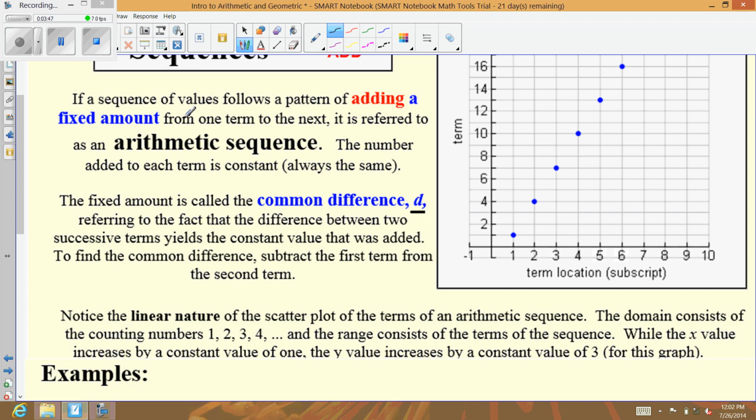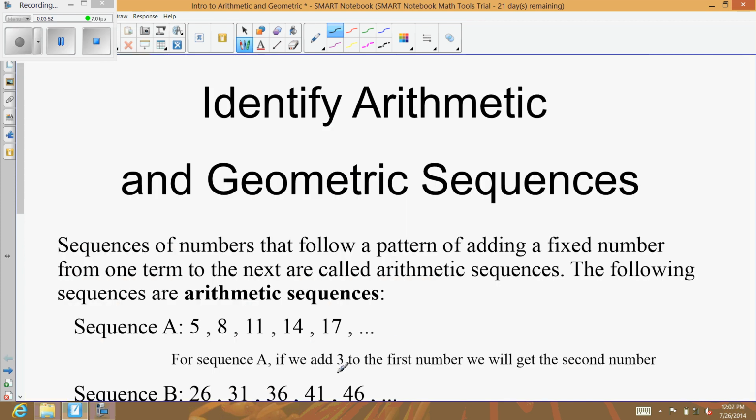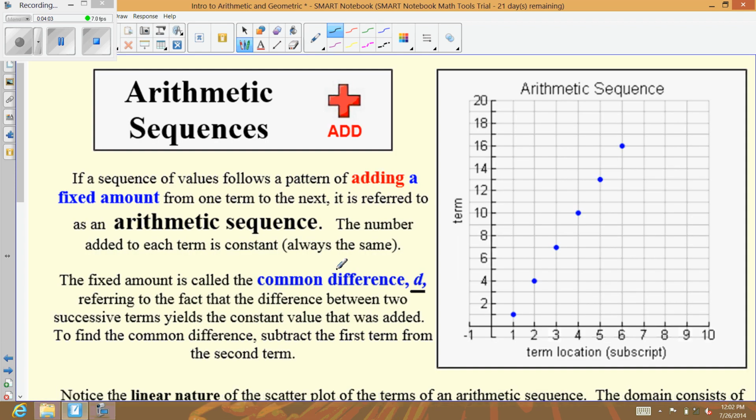What is the common difference? Well, the common difference in the previous slide in sequence A was 3. Adding 3 was my common difference. D equals 3. Okay? So on this one we look, and our common difference, we go from 1 to 4. So 4 minus 1 is 3. And we go from 7 to 4, which 7 minus 4 is 3. So that's your common difference is 3 on this one.